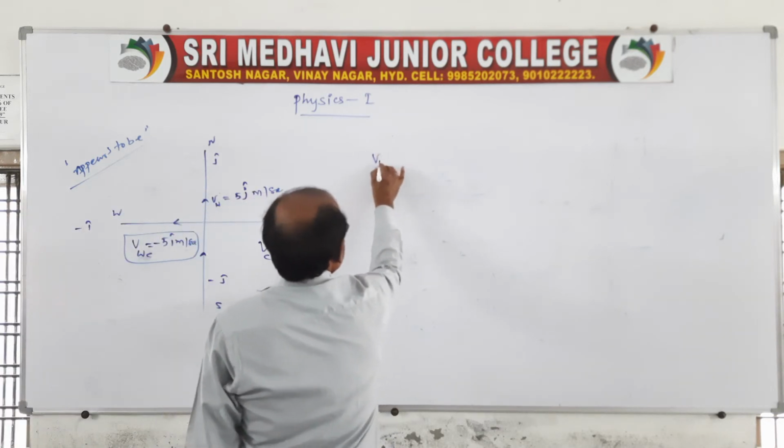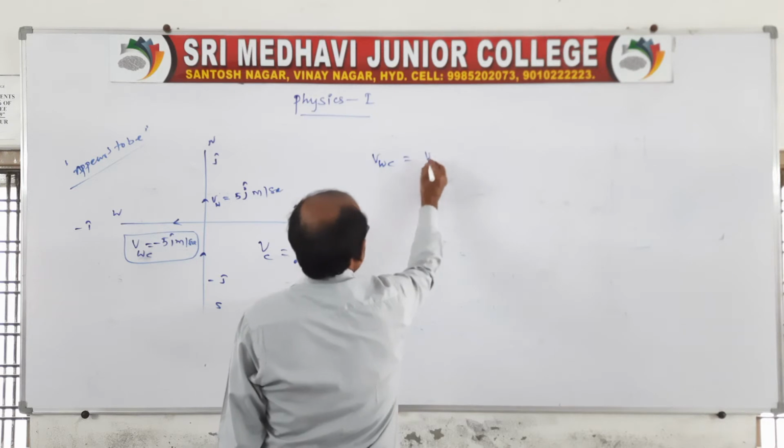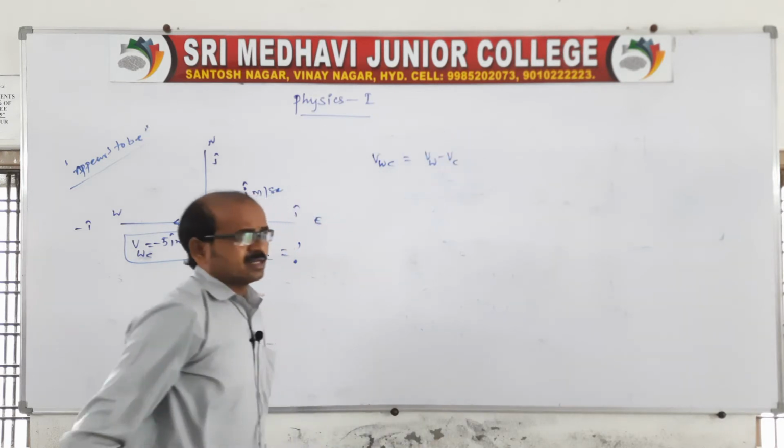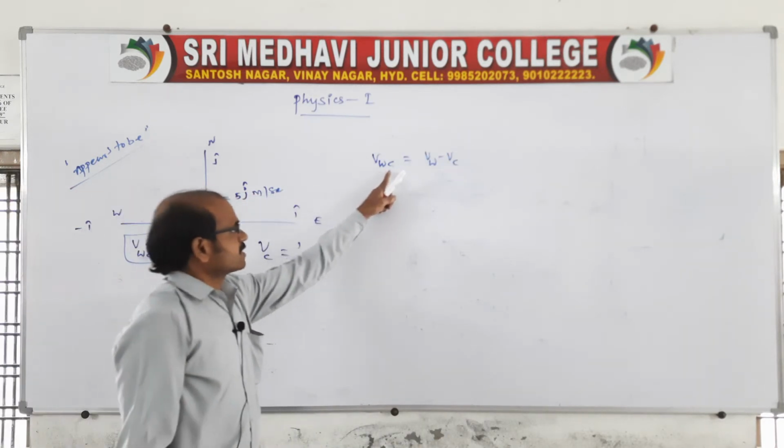See, wind with respect to cyclist, we can write like this: VW minus VC, because it is the relative velocity of wind with respect to cyclist.